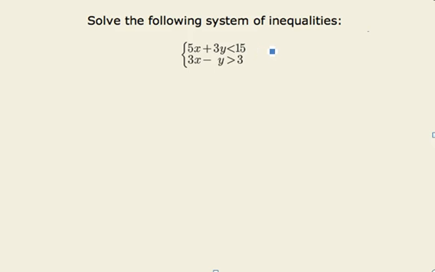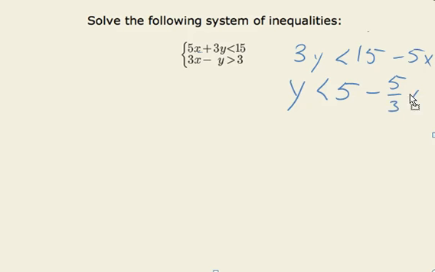So let's take this first inequality and subtract 5x from both sides. So we get 3y less than 15 minus 5x. And now let's divide both sides by 3. So we get y less than 15 divided by 3 is 5, minus 5x divided by 3 is negative 5/3 x. Let's do a similar thing to this second inequality.